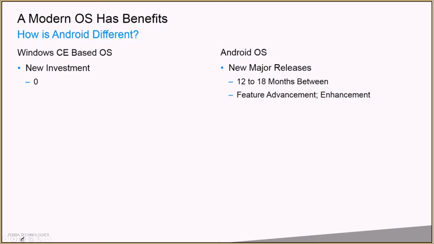Probably the first place to start is just in terms of investment. There are not any new features or enhancements being added to Windows CE in the operating system, and we've seen that in the plans from the operating system provider Microsoft. Extremely limited. We're in an extended life support operation for that operating system, and the features have not been enhanced in a few years. When we look at the comparison to an Android operating system, we're seeing new major releases on a 12 to 18 month cycle. It's actually condensing really close to 12 months now, and you're getting this feature advancement or enhancement in every release.